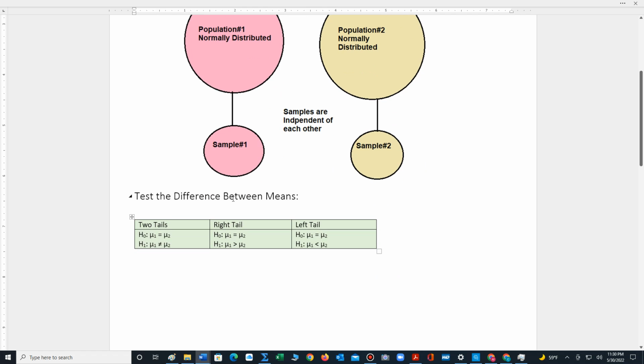So if we're testing the difference between two means, we are comparing mu1, mean 1, which is the mean of the first population, with mean 2, which is the mean of the second population. And we could have a two-tailed test, meaning that for h sub 1, mean 1 is not equal to mean 2. We could have a right test, meaning that for h sub 1, mean 1 is greater than mean 2. Or we could have a left-tailed test for h sub 1, mean 1 is less than mean 2.